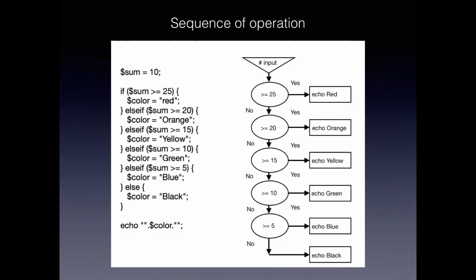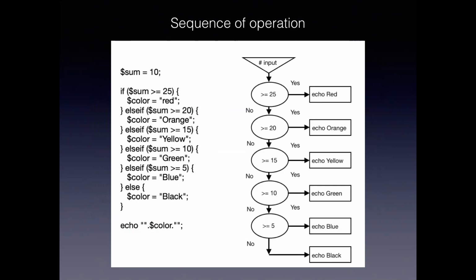This simple bit of code and this illustration demonstrate the sequence of operation for an if statement. It starts out with sum, and this shows sum equals 10, which is represented as the input. The input goes in and hits the first if statement. It says if the sum is greater than or equal to 25, then it'll echo red. But in this case, it's not, so it drops down to the next one.